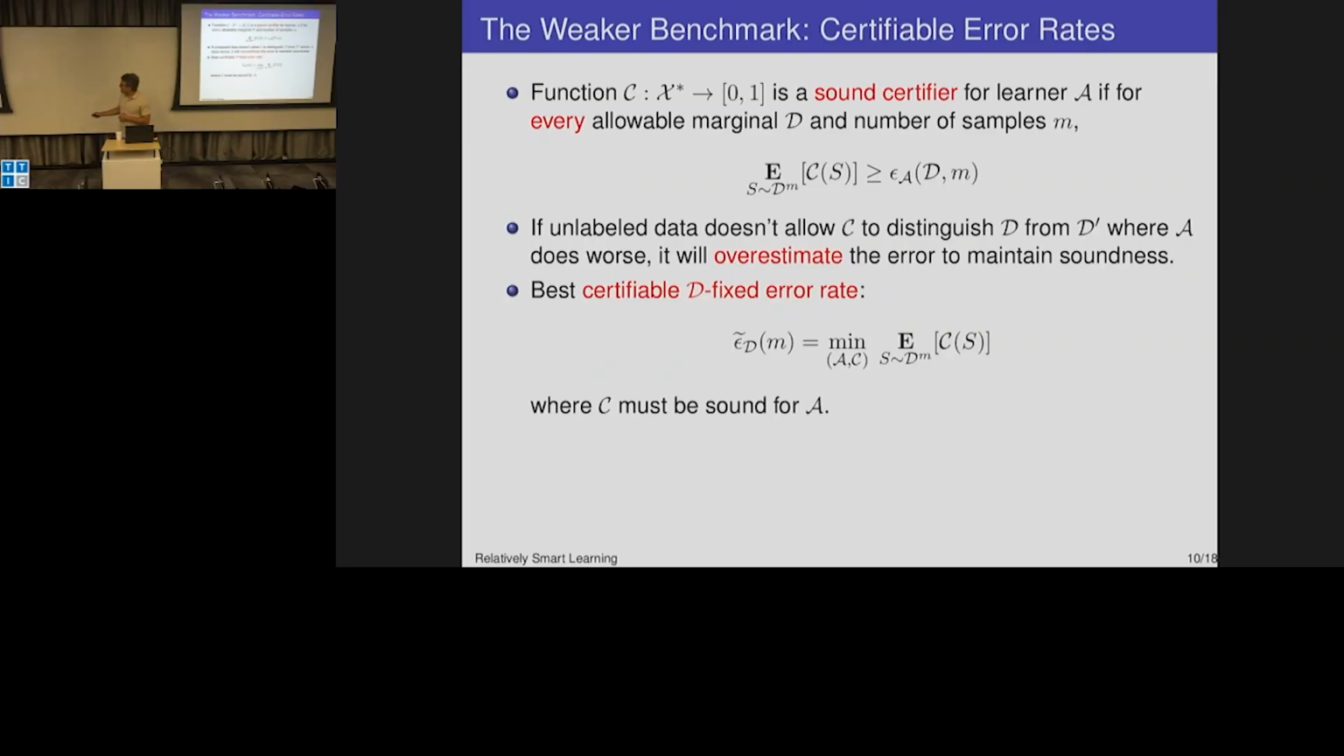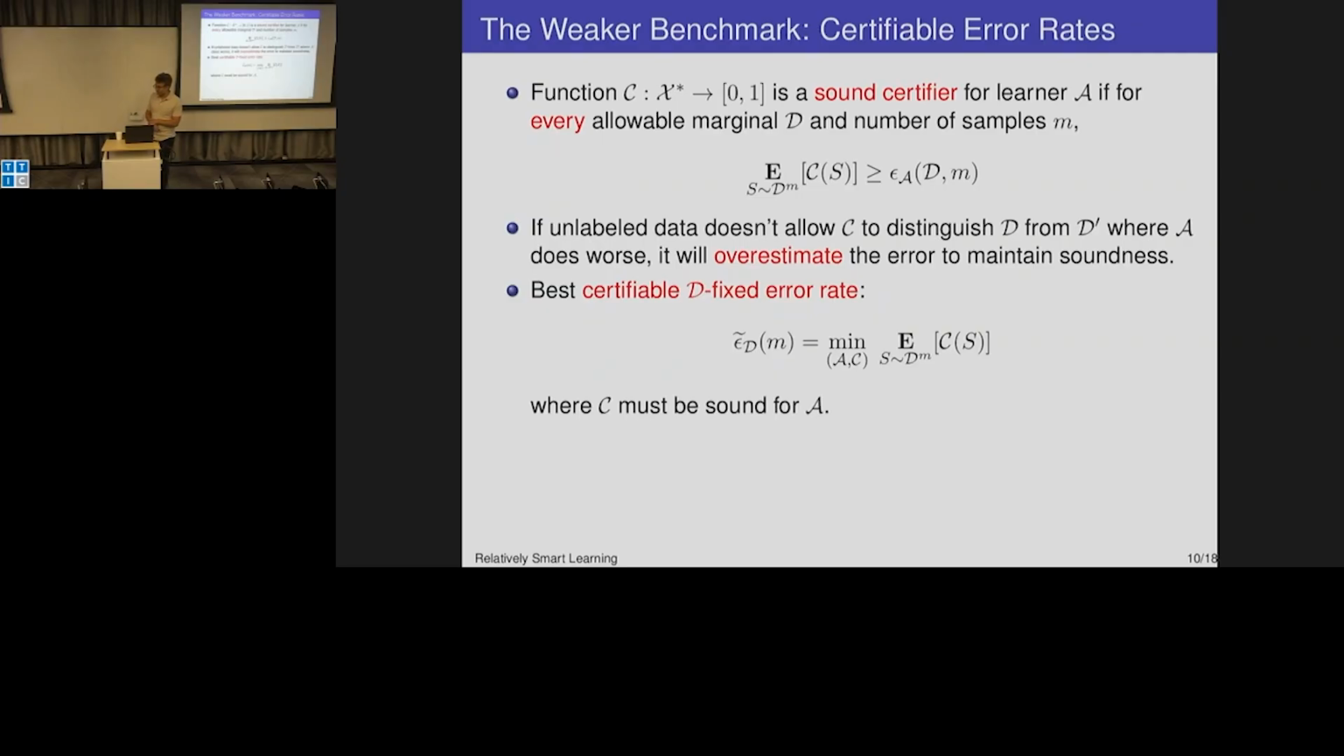This is the minimum over all learner certifier pairs of the certifier's estimate of the performance of the learner on that distribution. And when I say learner certifier pair, I require the certifier to be sound for the learner. So this is the best error that I can do on distribution D if I must certify my guarantee just from the unlabeled data. Same amount of unlabeled data. Any questions?